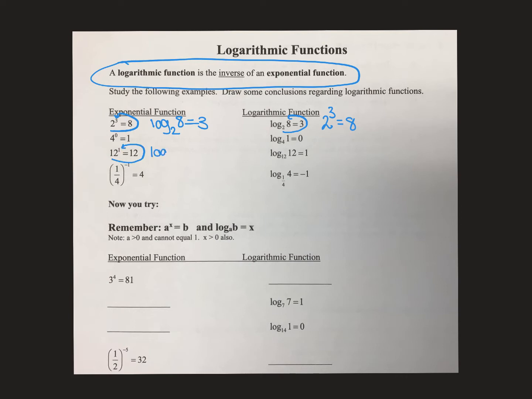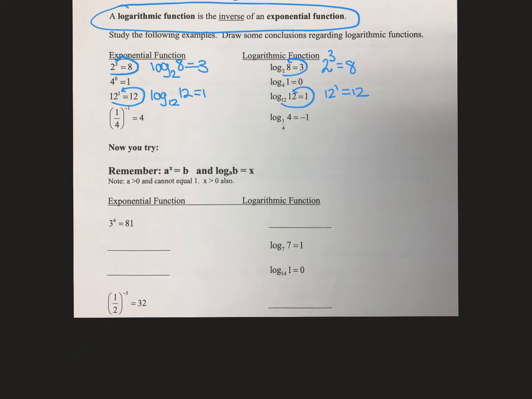Similarly here, log base 12 of 12 equals 1. And if I swooshy, 12 to the first equals 12. So they undo each other. Exponentials is what we've been playing with. Logs are going to undo exponentials. So now let's go to the bottom of this, or the middle of this page. Let's do a couple examples.